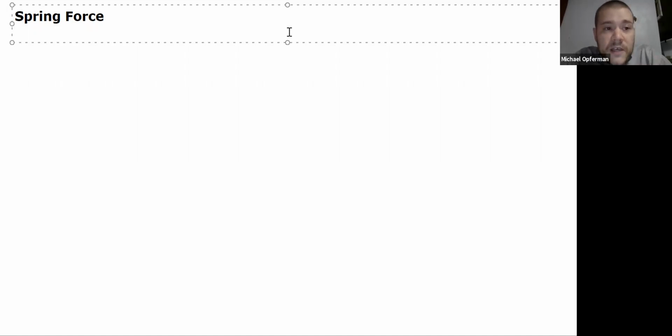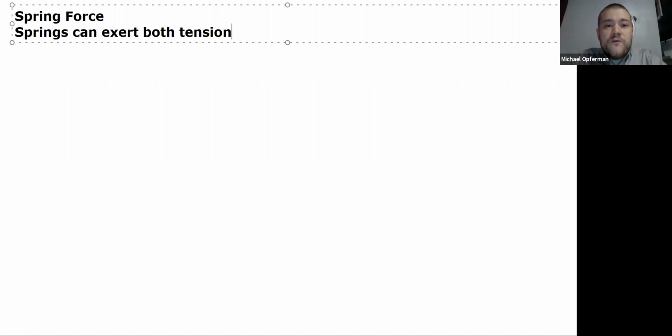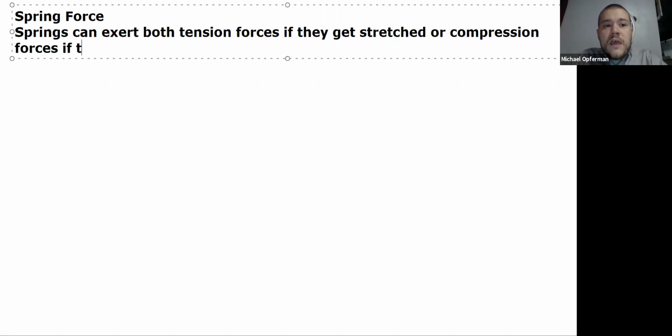So we previously learned about tension forces, which are pulling forces when something gets stretched out, and compression forces, which are pushing forces when something gets squished down. The first thing to understand is that springs can exert both tension forces if they get stretched, or compression forces if they get squished. So they can be either in tension or in compression. It's kind of like a more sophisticated version of the tension and compression forces we were learning about before.